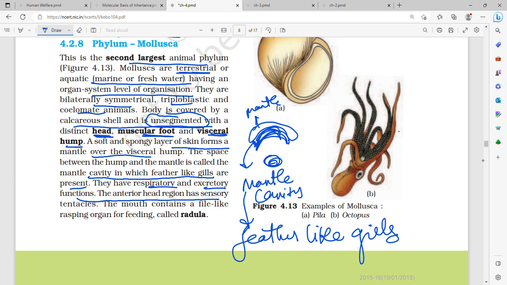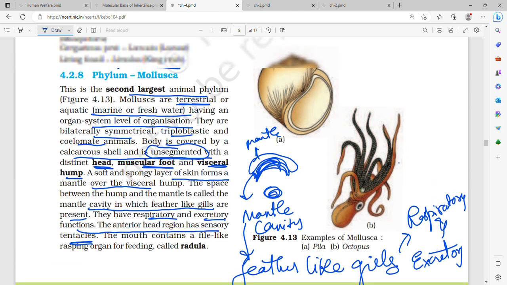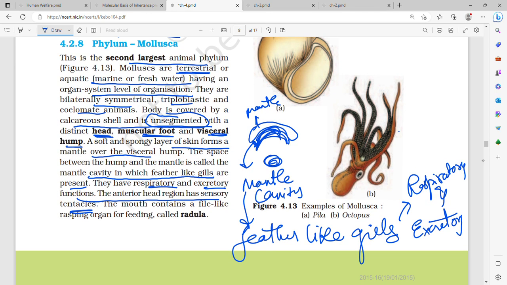The anterior head region has sensory tentacles. These feather-like gills have respiratory and excretory function. The anterior head region has sensory tentacles.